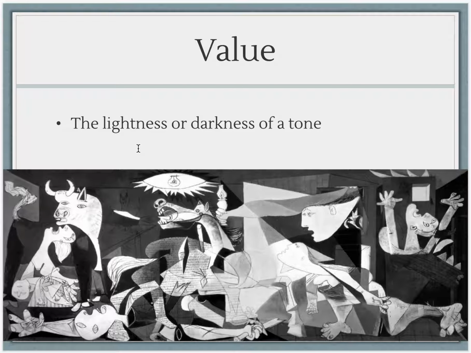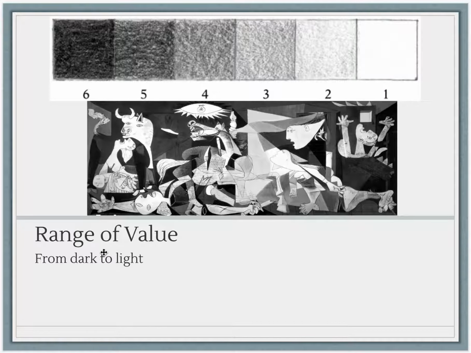And then value. Value is the lightness or the darkness of a tone. We have different values here in this artwork. We have really bright white values. We have light grays, medium grays, dark grays, and blacks. And when we talk about the different kinds of values that we have, we call that a range of value from dark to light. So we go from really dark to those dark grays, medium grays, light grays, to those bright whites. This is a range of value.